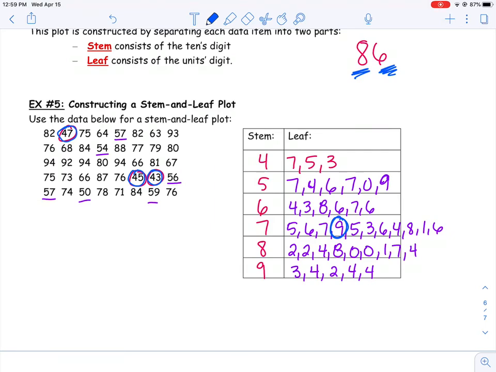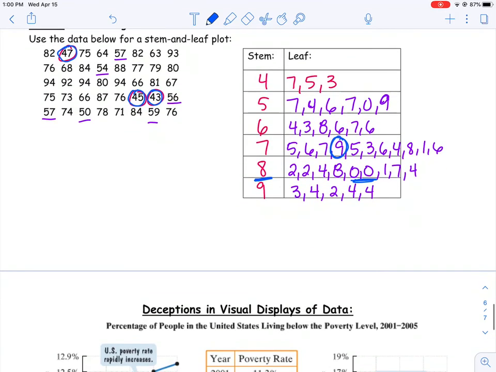Or what if I said, how many students earned an 80% on this test? Well, I would look for the stem that was an 8 and the leaves that were zeros, and I can say that 2 of my students got an 80. So I need to make sure that I list every single data item in there. Even if it repeats, I continue to write all of those out so that I know how many students got an 80, how many students got an 81, and so on. So make sure that you know how to make a stem and leaf plot and you know how to interpret a stem and leaf plot.